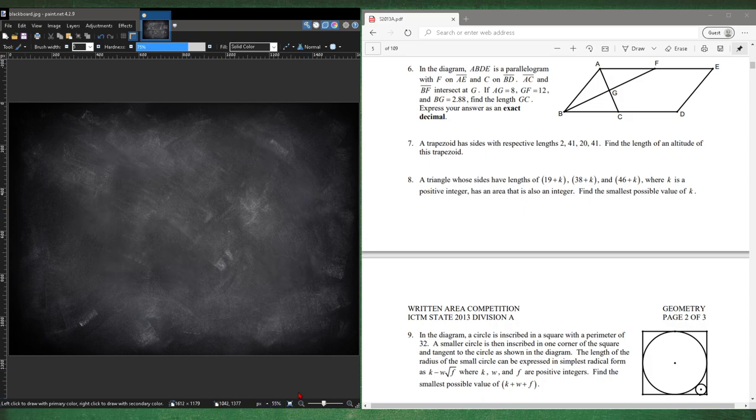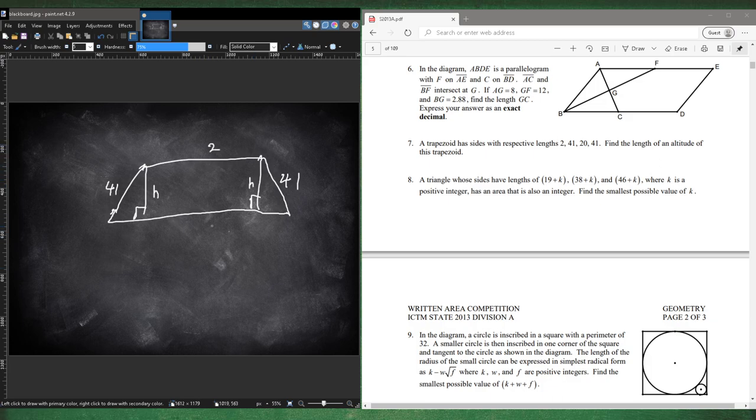Okay. Next one, number 7. A trapezoid has sides with respective length 2, 41, 20, and 41. Find the altitude. Another useful trick, as I always say in geometry, is to draw a picture. First off, I noticed 2, 41, 20, 41, so it's an isosceles trapezoid. So we write 41, 41, and these are the heights. So let's call those h. And the smaller base I put on top, so that's 2.